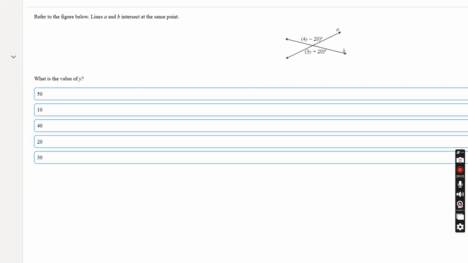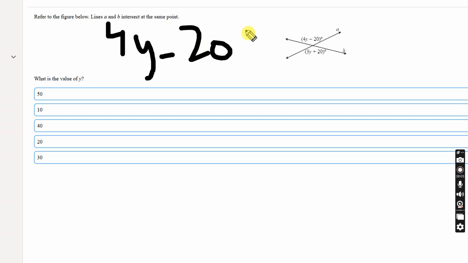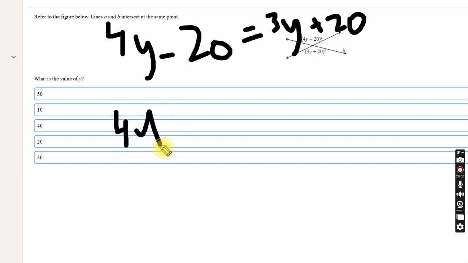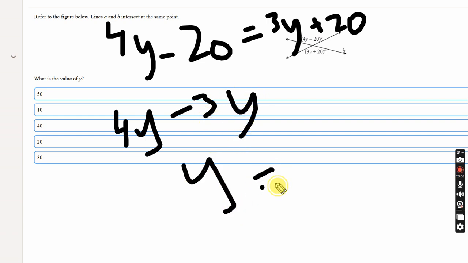Okay, now let's do this one again. They're vertical angles. For I, y minus 20 is equal to 3y plus 20, right? They're opposite angles, vertically opposite angles. So 3y, take it to the other side, it becomes 4y minus 3y, right? So that is y equals, we take 20 to the other side, we get positive 20. So that would be 40. So let's choose that as 40.